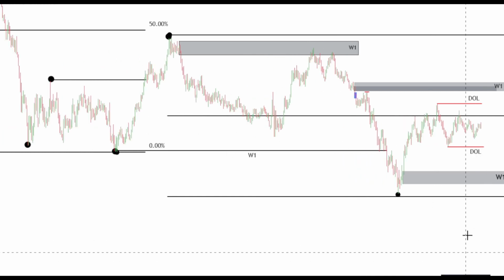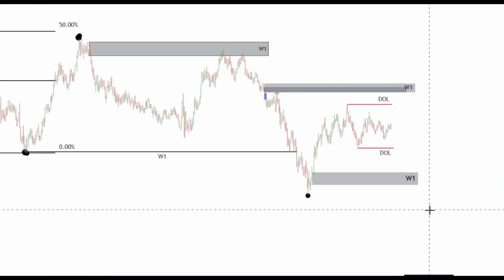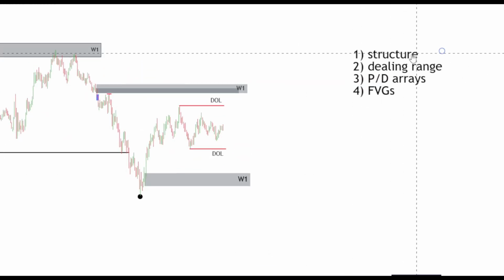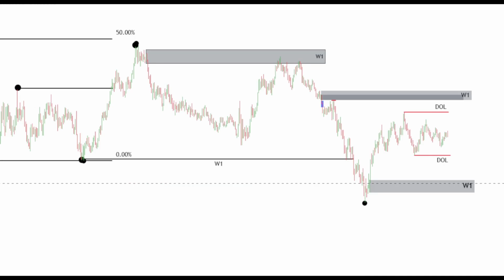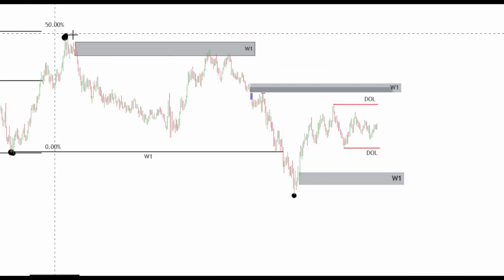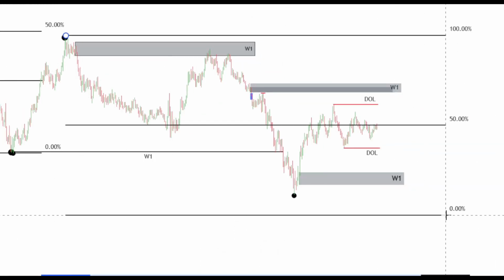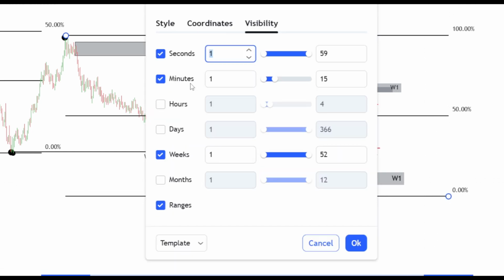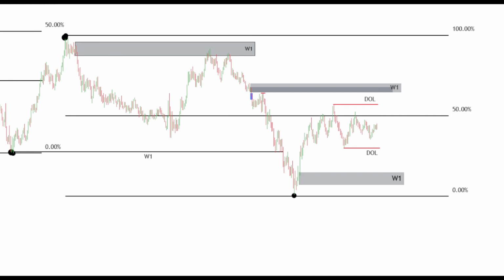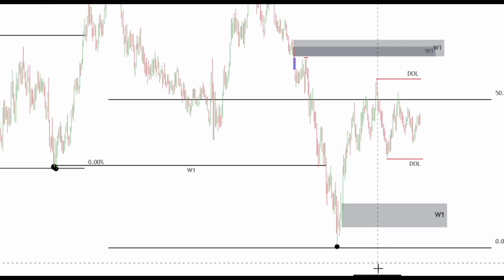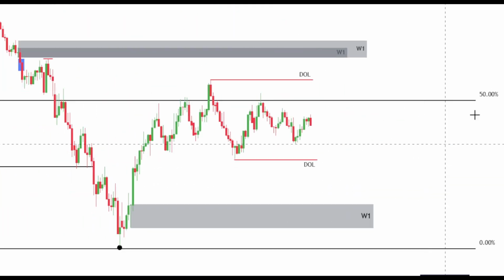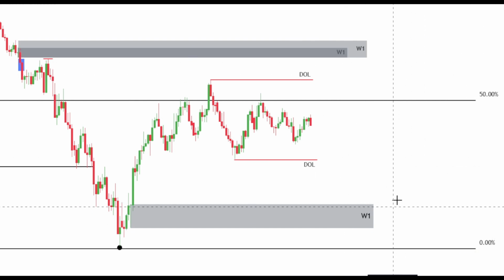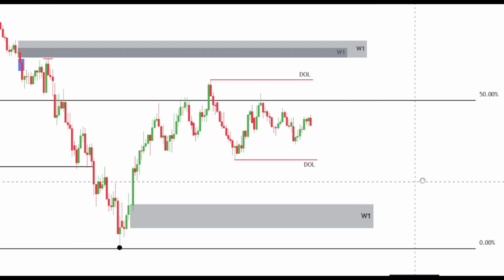So our current dealing range, if I were to quickly mark that up for people, so this is our structure, dealing range, PD array, and fair value gap, right? So for example, from here we have a structural high up here down to a structural low down here. So this is our dealing range. And our dealing range is important because it gives us our premium and discount array. So anything above this 50% level is a premium, so these POIs are in premium. Anything below is a discount, so this weekly POI is in a discount.